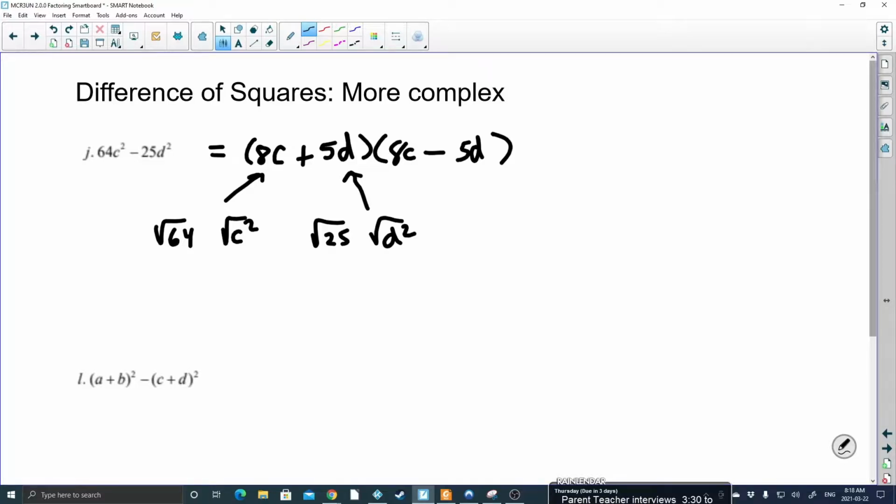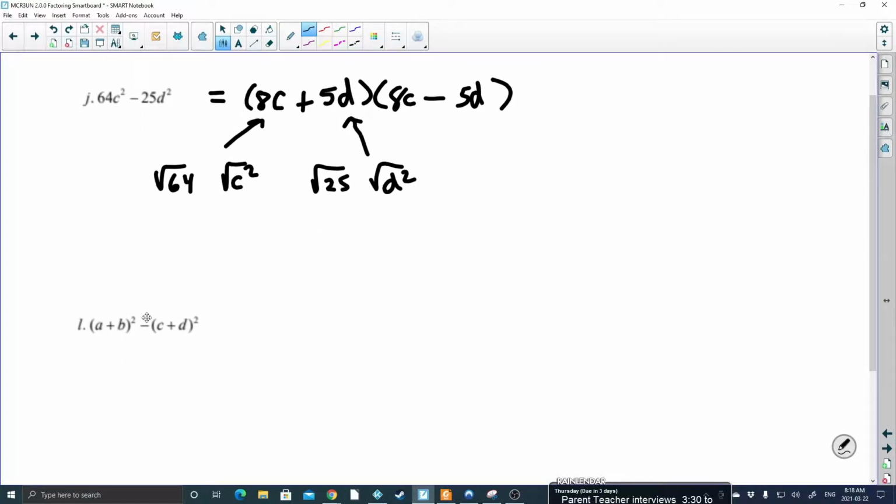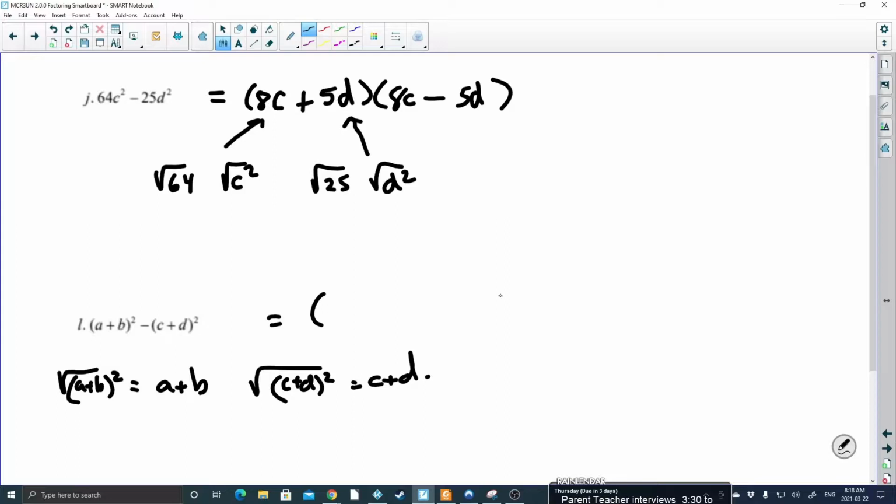Now, looking at the example that I have here, does this also follow the pattern of a difference of squares? Well, we have the square of something minus the square of something else. So that is also a difference of squares. Now, the square root of (a plus b) squared is just a plus b, and the square root of (c plus d) squared is just c plus d. So when we write out our brackets, the answer to this is going to go here. So we're going to have a plus b plus the answer to this one, c plus d.